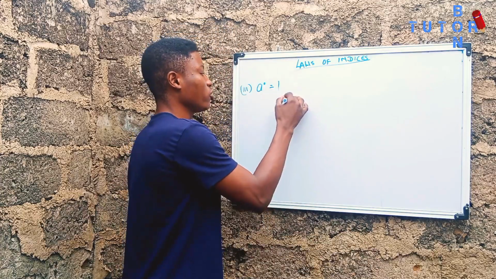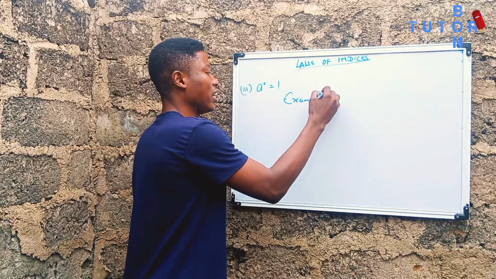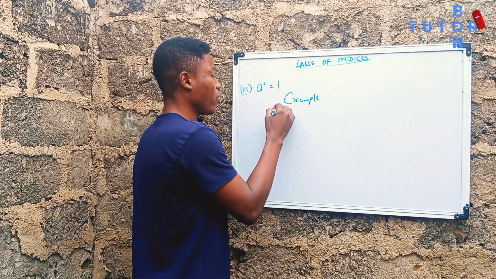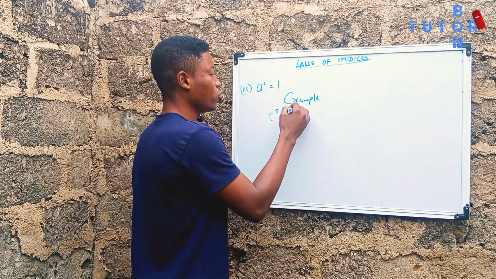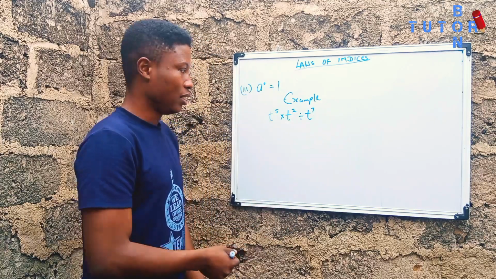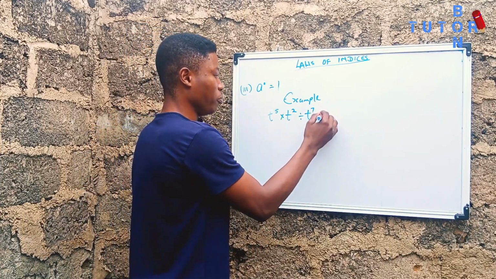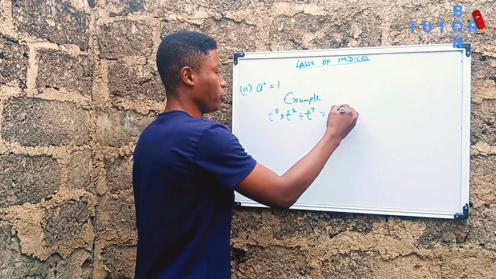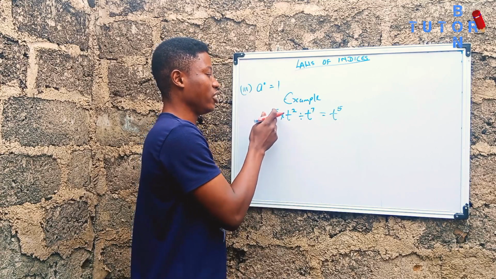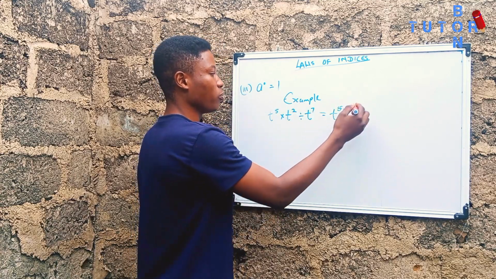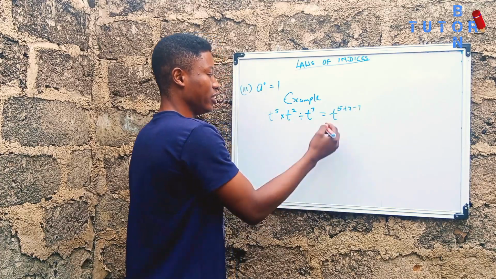So now, let's use an example. The example I gave to you the first time: t raised to power 5 multiplied by t raised to power 2 divided by t raised to power 7. Let's do this. You pick one of the base, which is t, then you pick the first one. You have multiplication here, that is, you are adding this together, plus 2, then you are subtracting it from this one, which is minus 7.